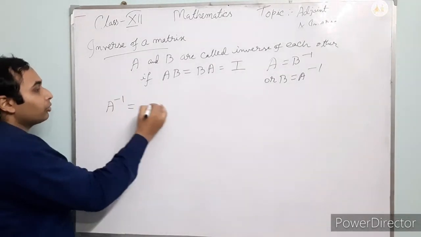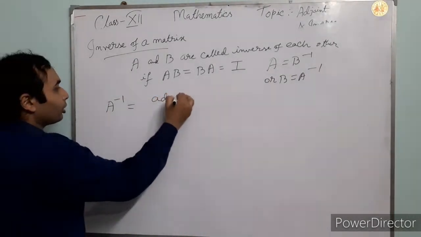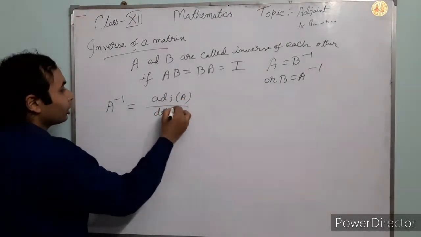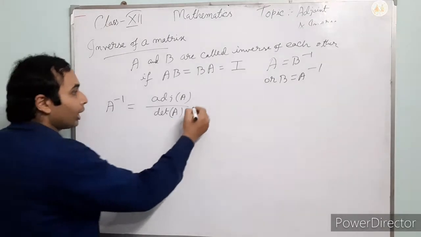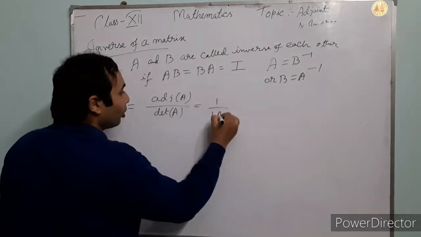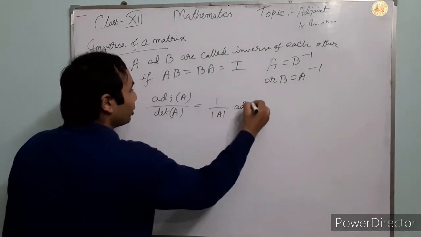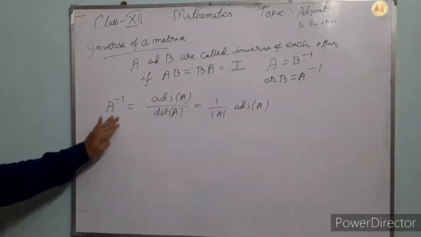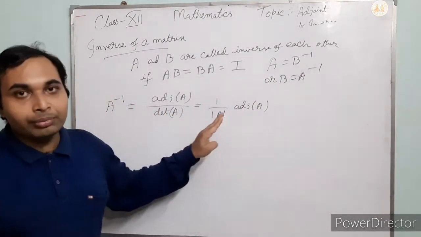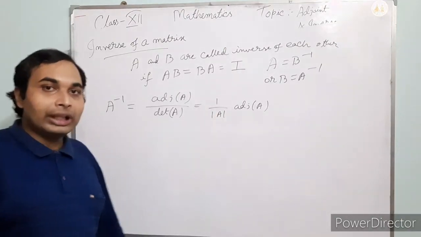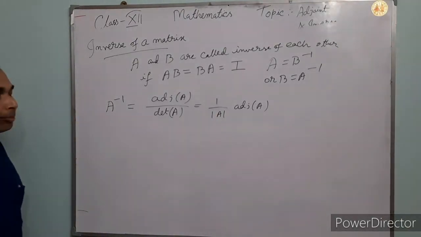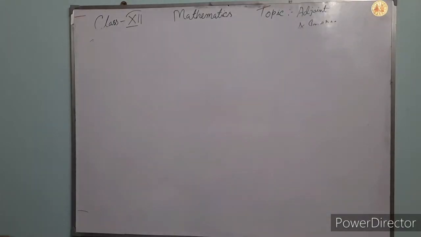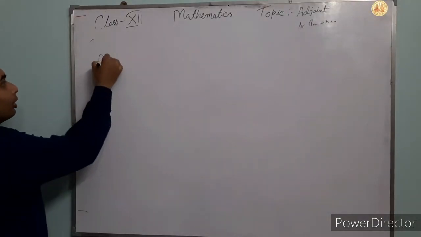A inverse equals adjoint of A by determinant of A, or you can write 1 by mod A times adjoint of A. A inverse is adjoint of A by determinant of A. Let us take one example to find out the inverse.